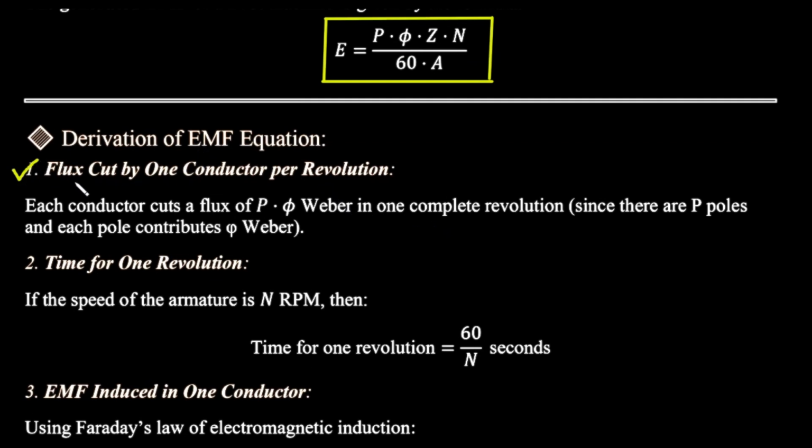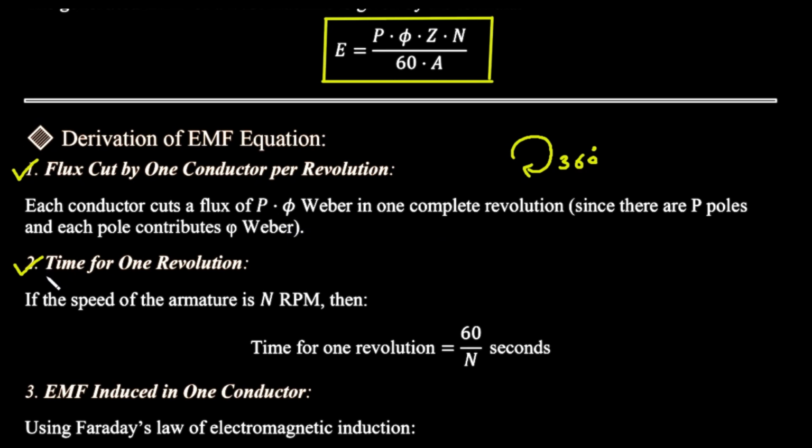Step 1. Flux cut by one conductor per revolution. Imagine a single conductor on the armature. As it makes one complete 360-degree turn, it passes under all the magnetic poles of the machine. If there are P poles and each pole produces a flux of phi, then the total magnetic flux cut by that one conductor in one revolution is simply P times phi.